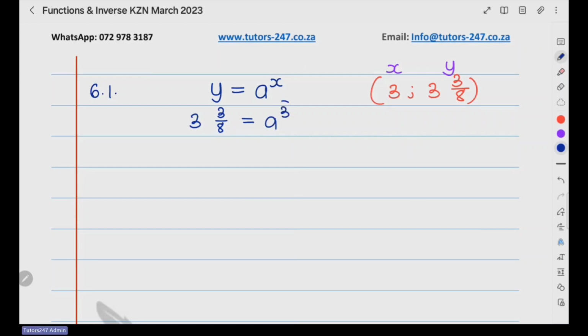From here, if we want to isolate a, if we want to solve for a, we are going to cube root both sides in order to get rid of that exponent of 3. From here, we then have a is equal to 3/2, once you cube root 3 3/8. So we've now solved the question. We have found the value of a. Let us now move on to question 6.